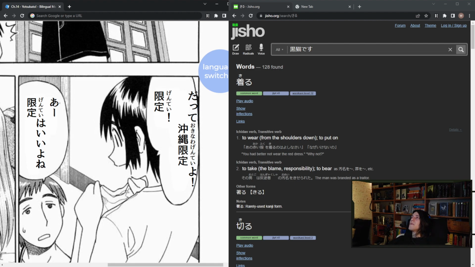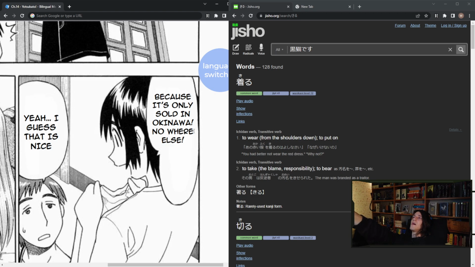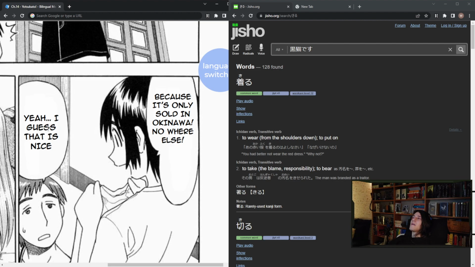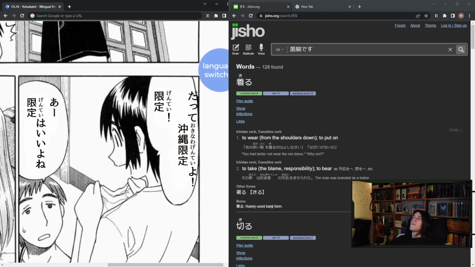Okinawa gentei. Gentei wa ii ne. And how should I translate this? Wait, so they translated it as because it's only sold in Okinawa, nowhere else. Sure. So how do I translate this? Ah, it's limited, so it's good. Right? I don't know. Yeah, I guess that's nice. Okay. Gentei wa ii ne.